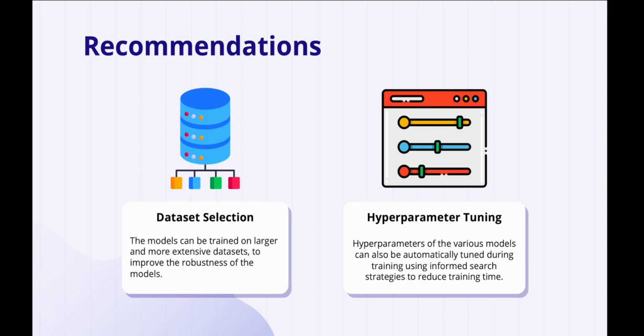Next, automatic tuning of the hyperparameters using informed search strategies can also be implemented over grid search or random search to reduce training time. This will enable greater data processing throughput, which could help improve the models in the long run.